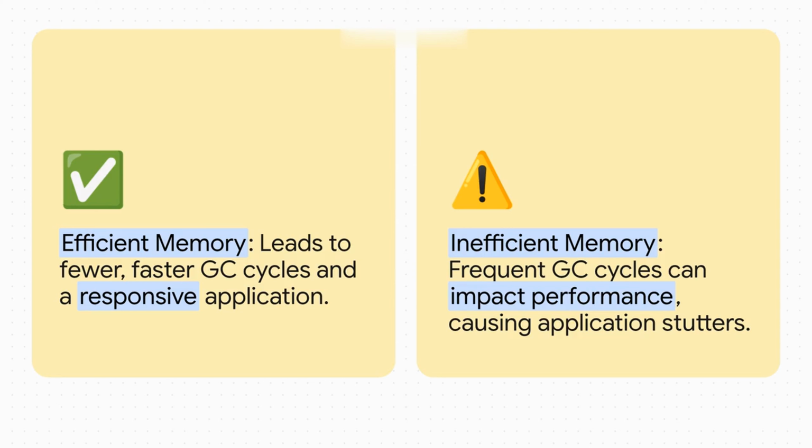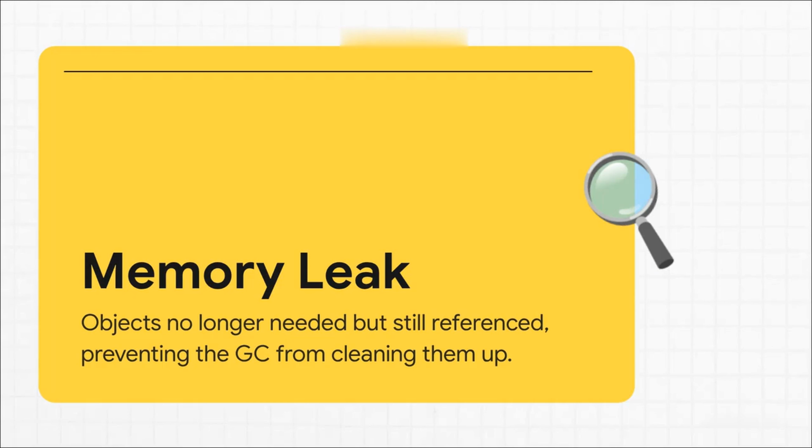A frozen UI, a stutter, and that is the trade-off we as developers have to deal with. And that brings us to the number one villain in this story, the memory leak. In a managed environment like .NET, a leak is a bit different. It happens when you're totally done with an object, but you accidentally leave a pointer to it somewhere. A classic example is a static variable or an event handler you forgot to unsubscribe from.